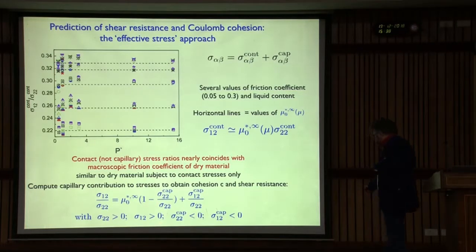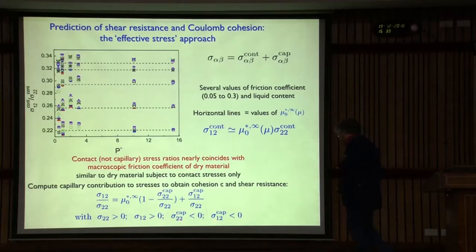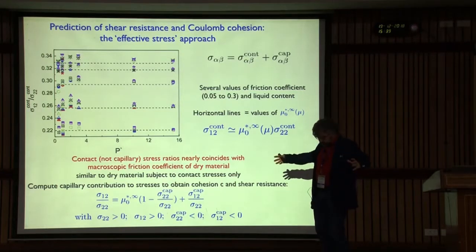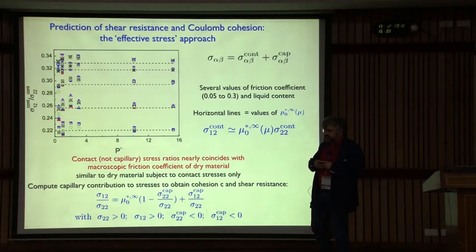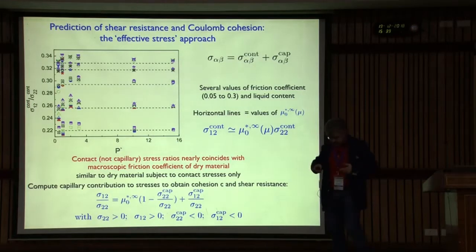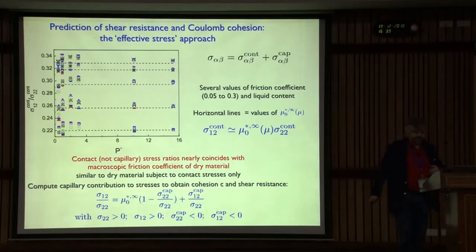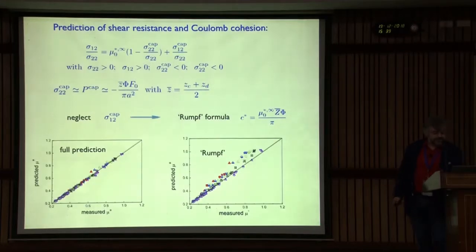We have to pay attention to the signs here. Assuming sigma 1,2 is positive, then both capillary contributions to stresses are negative, which means this one enhances the resistance to shear as if capillary forces were pressing grains onto one another, similarly to an additional pressure, so this effective pressure, whereas that one, because of its sign, because it's negative, tends to reduce the resistance to shear.